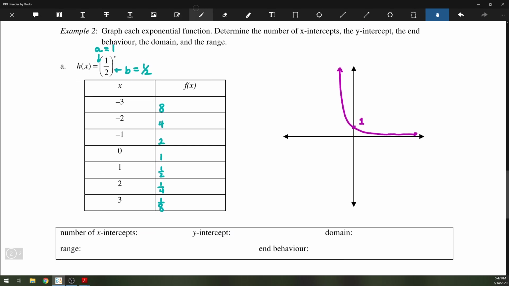Some of the properties are very similar to the questions from the first page. So again, no x-intercept. The y-intercept is just the a value, so it's still 1. The domain: x is an element of the real numbers. Range: y is greater than 0. The end behavior, again, quadrant 2 to quadrant 1, but it is decreasing, so make sure you make a note of that.